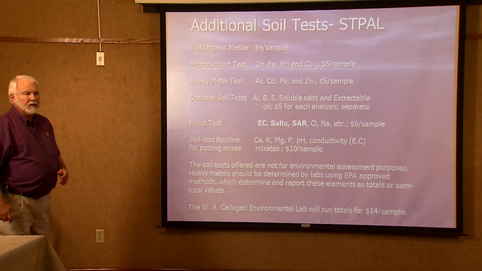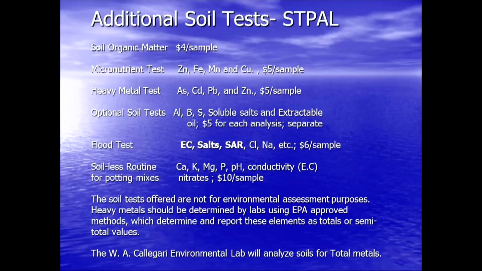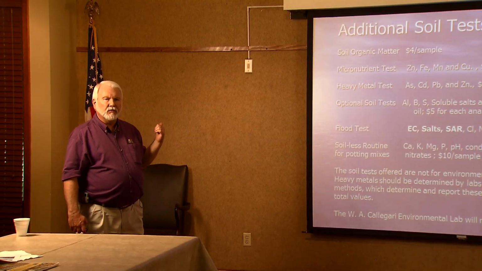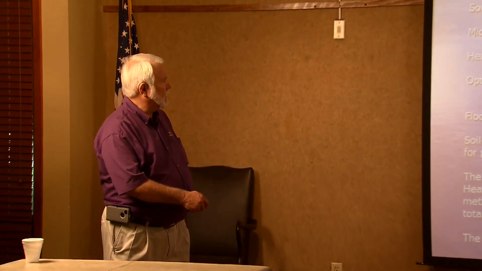There are additional soil tests at the Soil Test and Plant Analysis Lab. That's what that acronym up there stands for. Organic matter, $4 per sample. Micronutrient test, zinc, iron, manganese, and copper. You don't need that one. This soil test was put into effect by a group of scientists in Colorado back in or about 1970, real early 70s, to look at the availability, particularly of zinc, iron, manganese, and copper in high pH soils. You do not need that here in Louisiana.